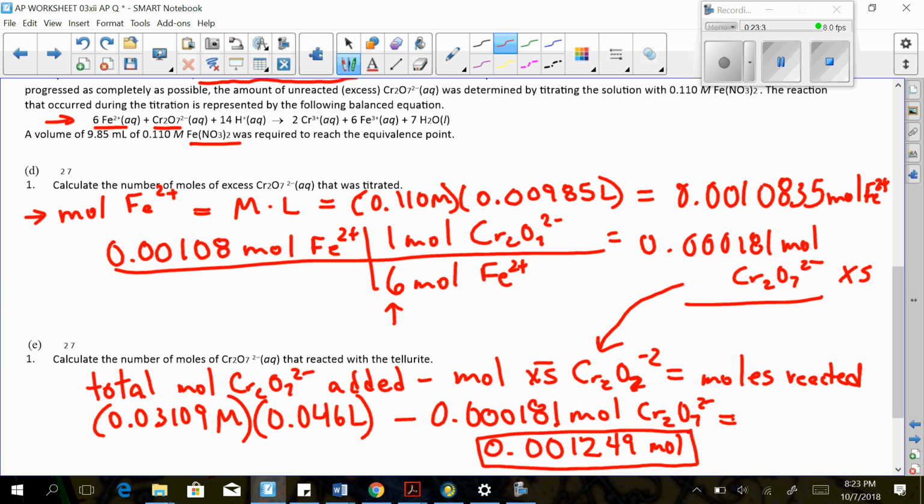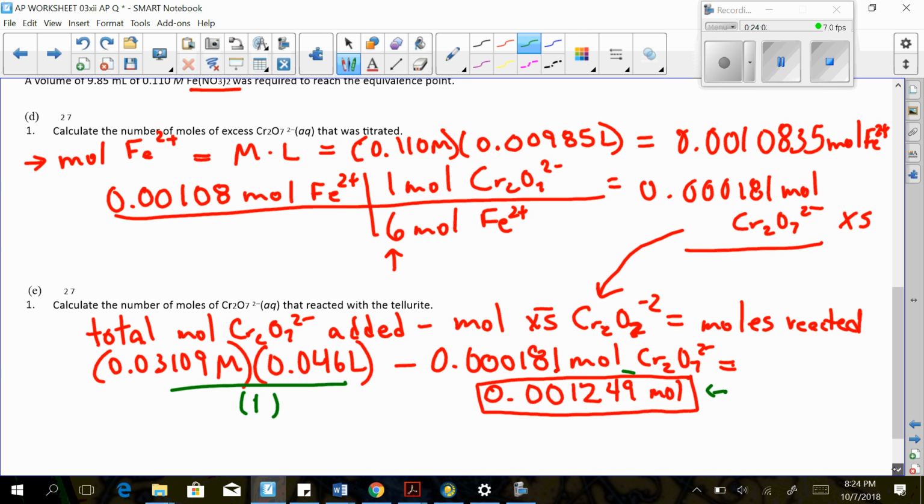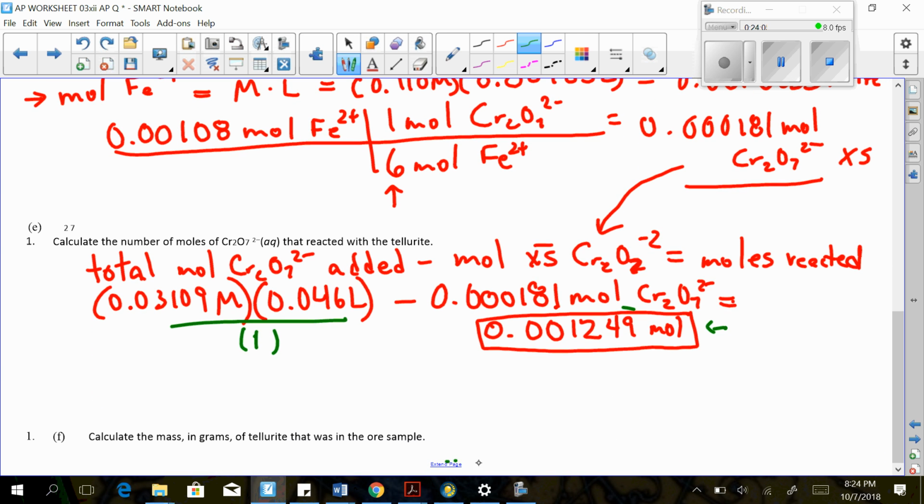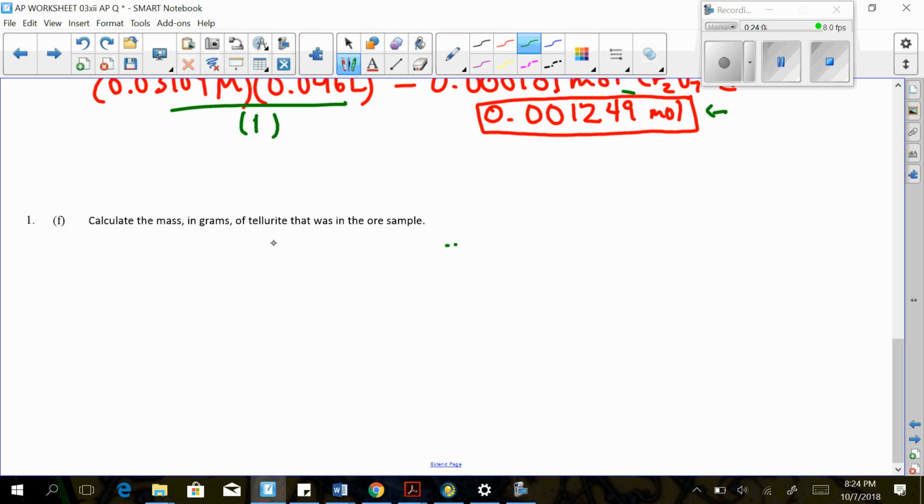And so we got 1 point for this calculation, how many moles of total that we started with, and then we got another point for the correct answer at the end, which was found by subtracting this first part from part A, or part A from that first part, and now we know how many moles. And the last part is to find the mass in grams of the tellurite that was in the ore sample.